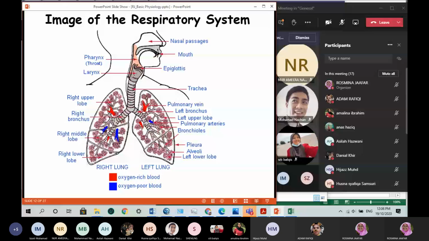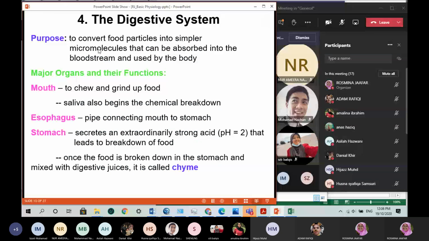Okay, then the digestive system. The purpose is to convert the food particles, because we need energy. So we get energy from food. You need to take food, and the food has to be digested in order to obtain the energy from the food. So the purpose of the digestive system is to convert the food particles into simpler micromolecules that can be absorbed into the bloodstream and used by the body.